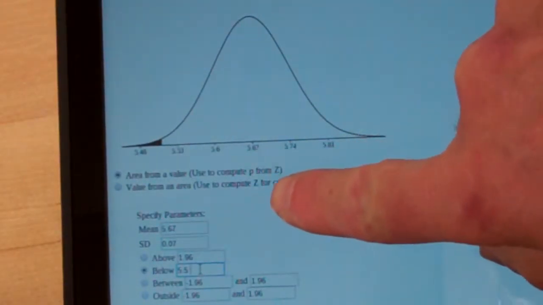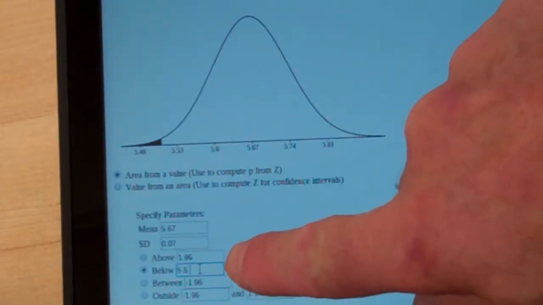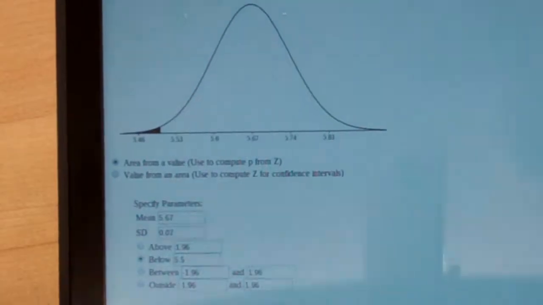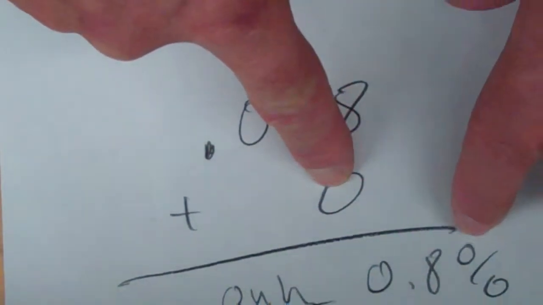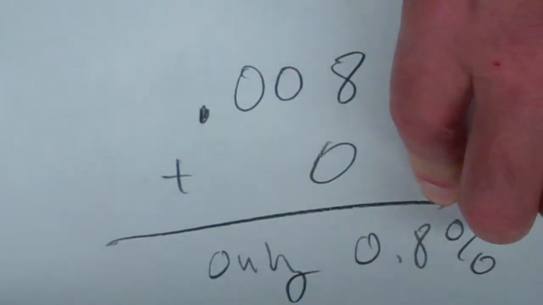For the bottom part, I had to use this applet, and I had to set up the mean and the standard deviation, and said that I wanted to be below the 5.5, and it gave me a probability of 0.007. So I rounded to make it 0.008, plus that 0 that's above, that tells me only 0.8% of the coins will be rejected, and that's how you solve that problem.